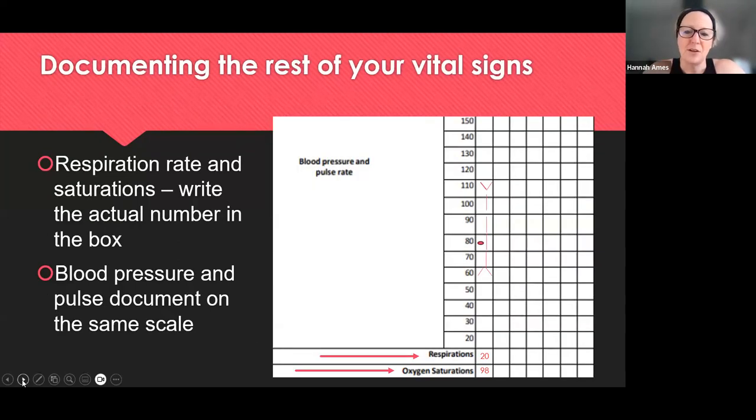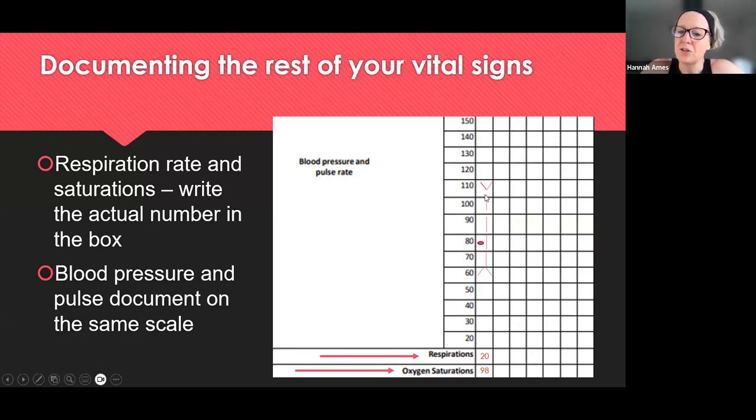And then you also need to go and document the rest of your vital signs on that same GCS chart. You won't have a NEWS2 chart. So again, make sure you've got the most up-to-date version, like I showed you at the beginning. So starting again with your respiratory rate and your saturations, they get written in the box. So you put the number of your respiratory rate in and the number of your saturations. There's no scale for you to plot on the chart, so you need to write the actual number in. Make sure they are correct with what you've verbalised and measured.